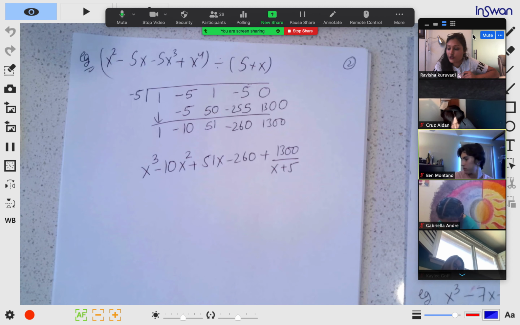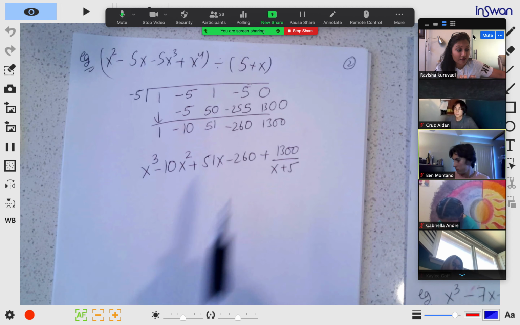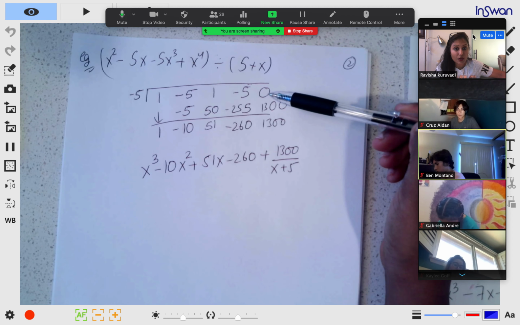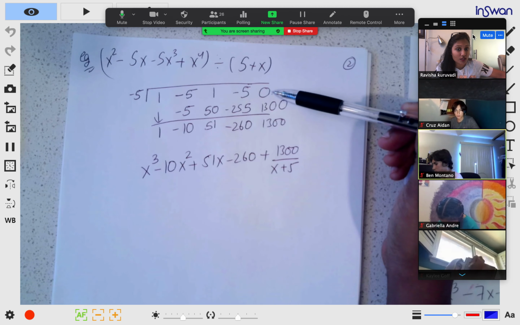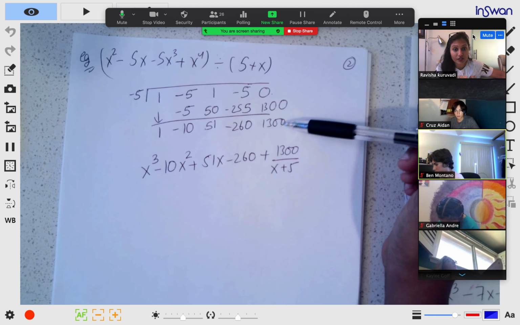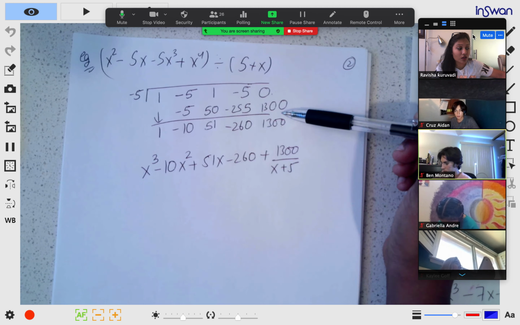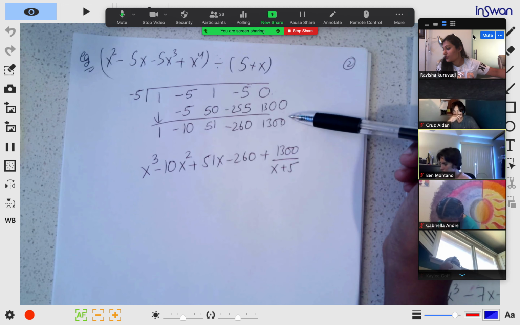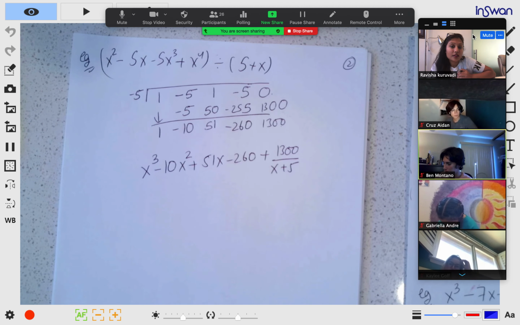Okay. Any questions, anyone? In this case, note, if my constant is missing, make sure you add your constant. If you will not add your constant, you will never get your remainder here. You will stop here and you will not get any remainder. And that's wrong. Any questions, anyone, with synthetic division?